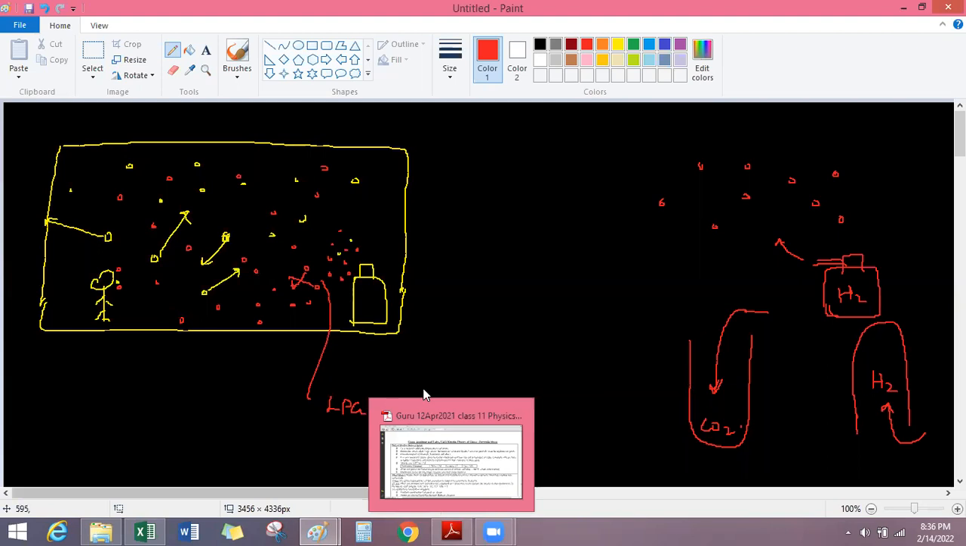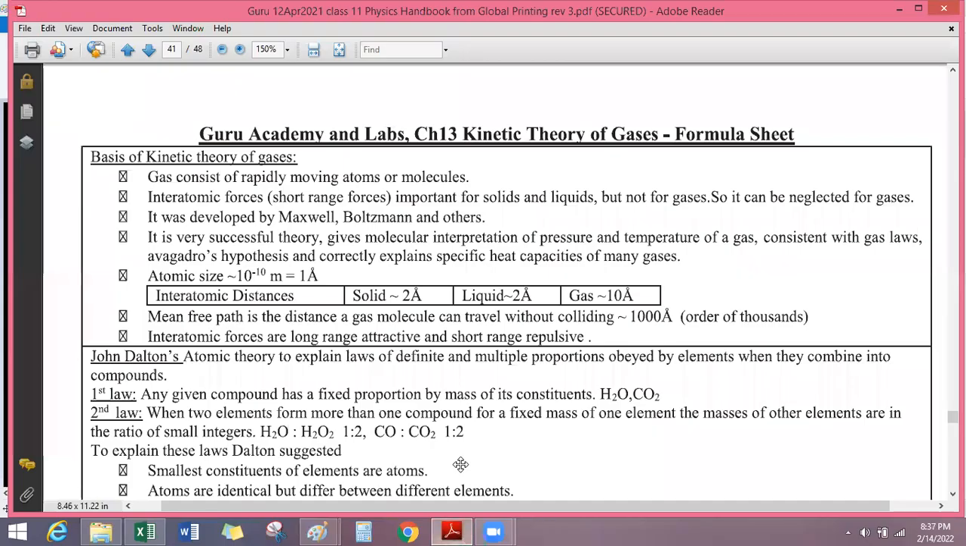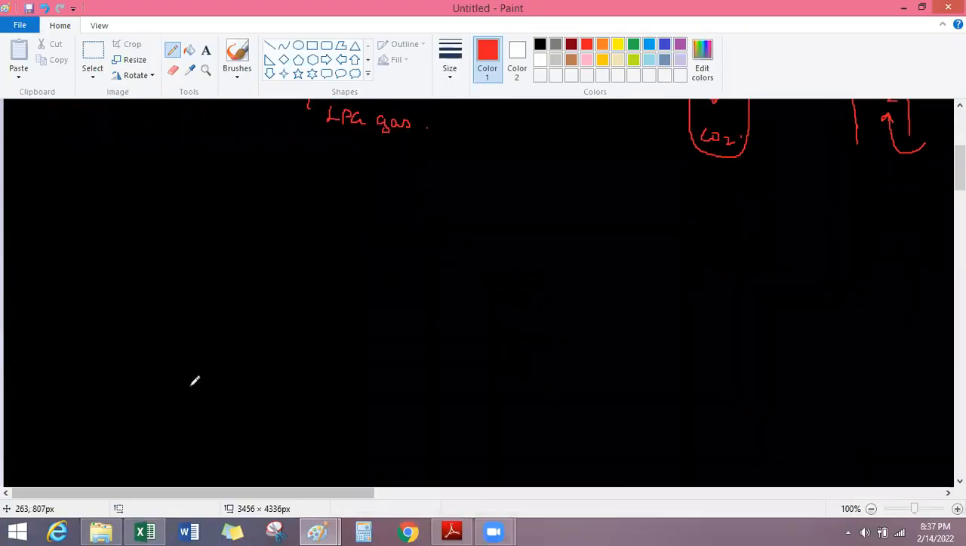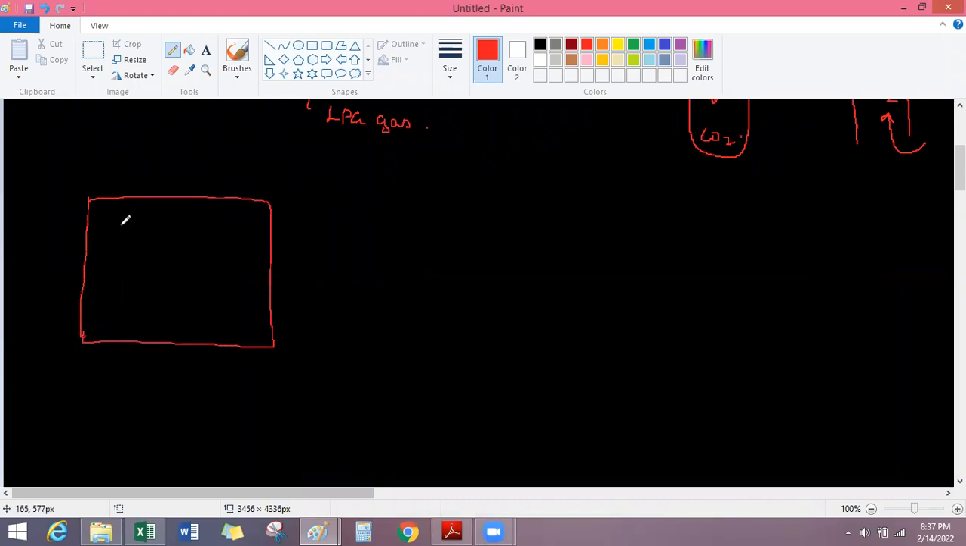Okay, let's see what else I can talk about here. Gas consists of rapidly moving atoms or molecules. Interatomic forces, short-range forces, are important for solids and liquids, but not for gases. So it can be neglected for gases. What do you mean by that? It means if you take solid and liquid, the interatomic forces of attraction or repulsion are significant.